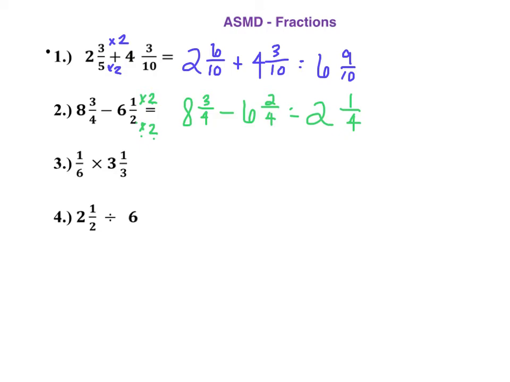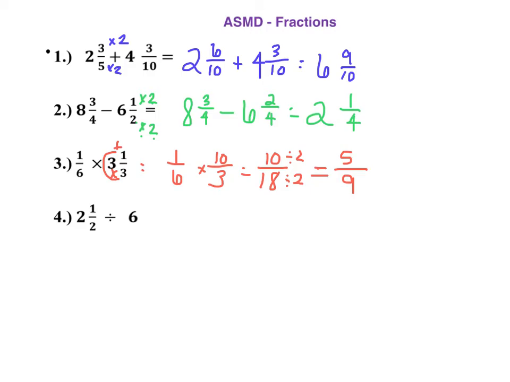Multiplying fractions. Again, I always need to change any mixed numbers into an improper fraction. So this is going to be 1/6 times 3 times 3 is 9 plus 1 is 10 over 3 as an improper fraction. Multiply straight across, I get 10 over 18. I can simplify this though. Both the numerator and the denominator can be divided by 2. 10 divided by 2 is 5, and 18 divided by 2 is 9. So my final simplified answer is 5/9 for number 3.